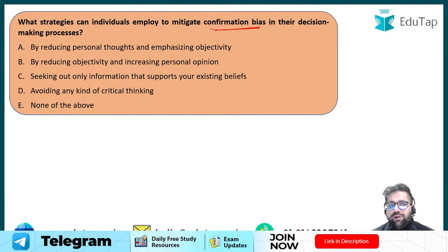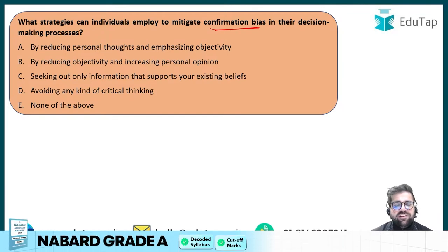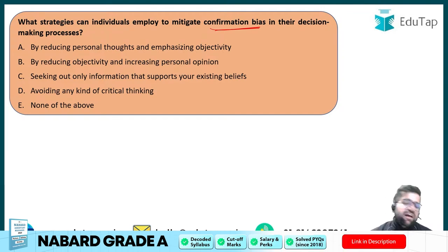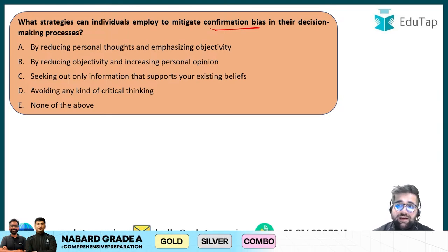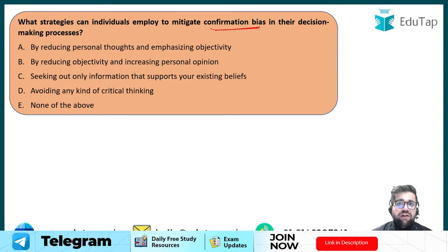Confirmation bias is that particular bias in which I will keep my beliefs, values, and thoughts to myself. I will not make any decision based on the other person's view. Rather, I will just listen to myself and make the decision based on my views, my beliefs, my values. Definitely, if you have to reduce confirmation bias, then you will have to reduce your personal thoughts. You will have to pay more importance to objectivity. Objectivity means that you will listen to the other person. Okay, so try to answer this question which is now coming on your screen.